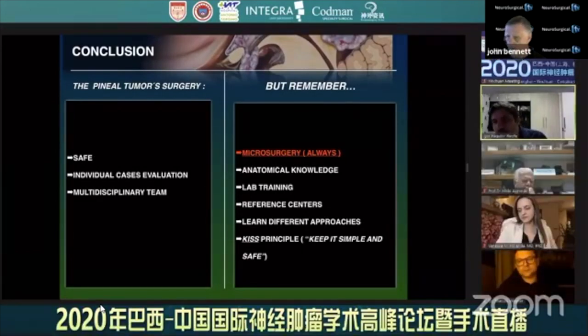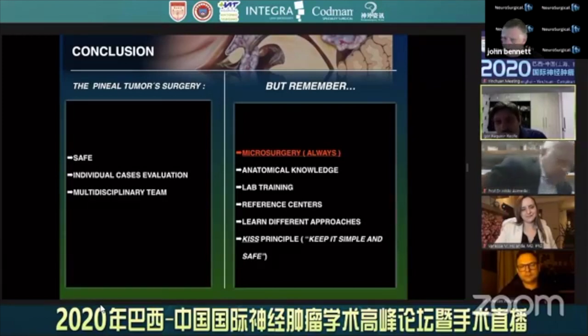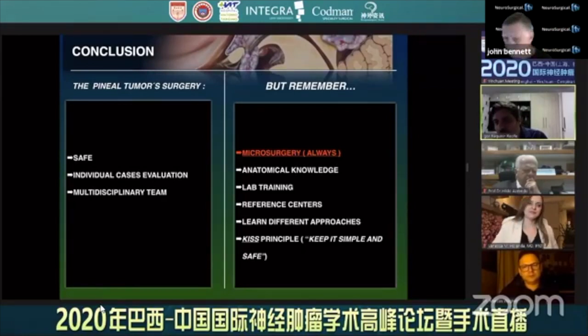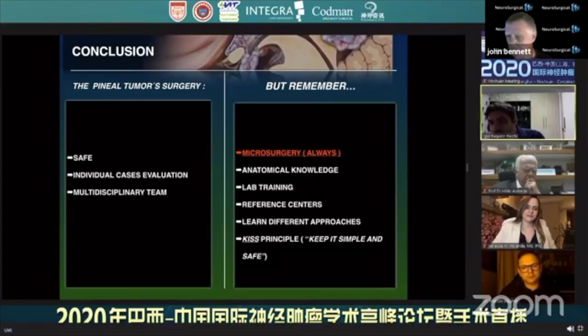And it's very important to remember always, microsurgery is our workhorse, the base of neurosurgery. The importance of anatomical knowledge, the importance of lab training, and to be in reference centers, learn different approaches. You cannot use the same approach for all the patients. You need to adapt the approach for the patient. And keep in mind the KISS principle, to keep it simple and safe always for our patients.